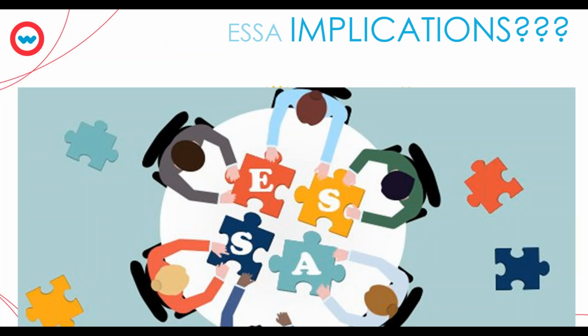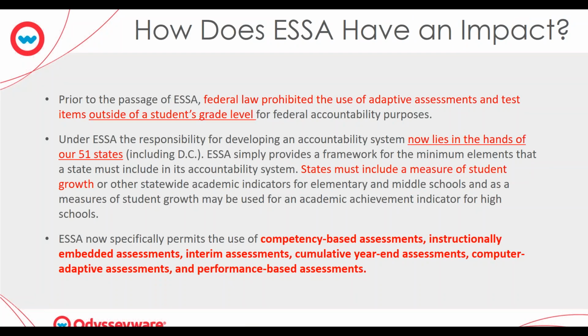Now, I want to pause for just a minute and think about the implications of the new federal legislation, ESSA, the Every Student Succeeds Act, and think about how the principles of competency-based learning align with what we're seeing with the flexibility of that new ESSA legislation. There are really three key things that we're seeing in ESSA that are important to consider when you're talking about competency-based learning. First, prior to ESSA, it was actually against the law to use adaptive assessments and test items for state tests outside of a student's grade levels.